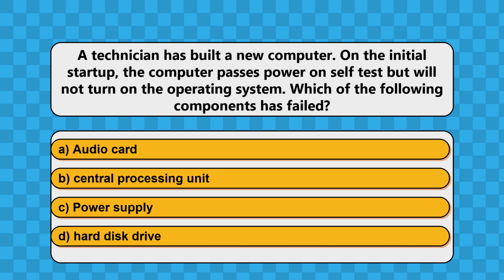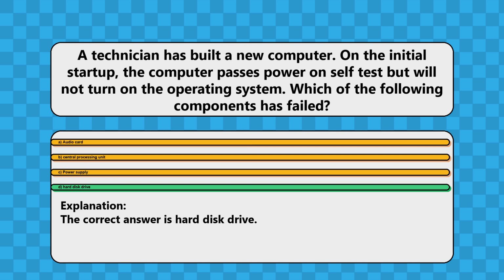Question 47. A technician has built a new computer. On the initial startup, the computer passes power on self-test but will not turn on the operating system. Which of the following components has failed? Option A. Audio card. Option B. Central processing unit. Option C. Power supply. Option D. Hard disk drive. The correct answer is option D. Hard disk drive.